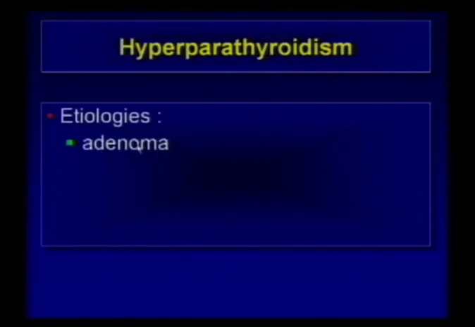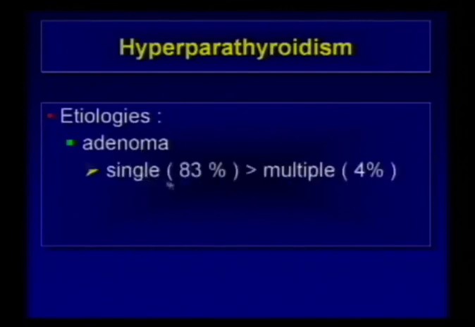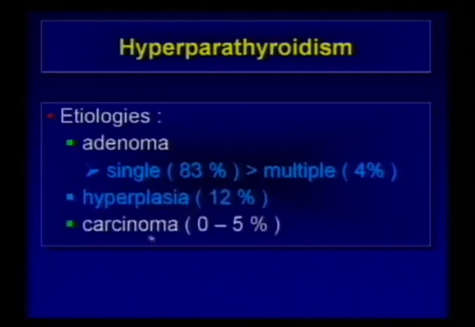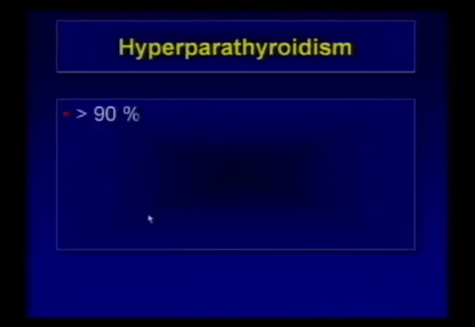Typical etiologies: adenoma is overwhelmingly the most common cause, usually a single adenoma that may be in the characteristic location where parathyroid glands live, or it could be ectopic. Multiple adenomas are seen in a small number of cases. You may see hyperplasia, particularly in end-stage renal patients, and then very rare cases of parathyroid carcinoma. It's a very rare diagnosis.